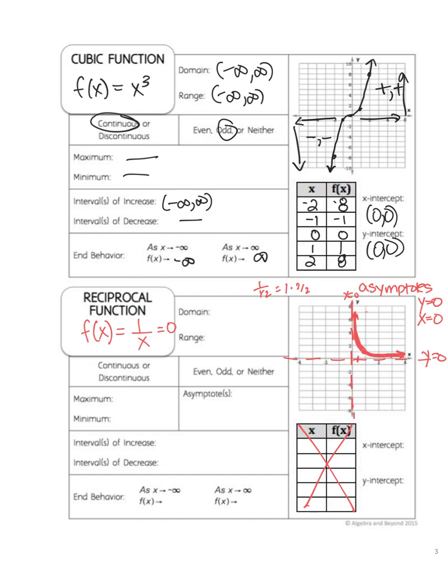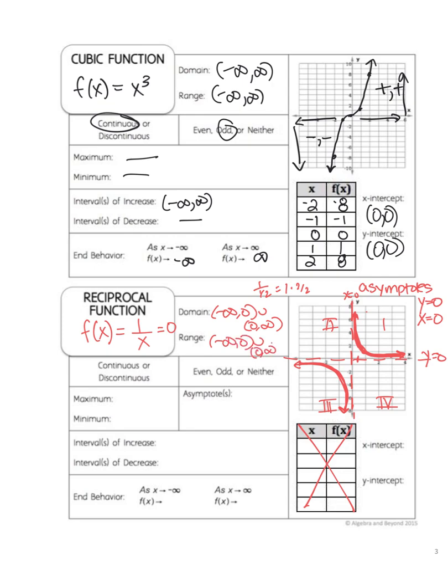Now, when I plug in negatives, I get negatives. So that means it's going to be in quadrant 1, 2, 3, 4. The second piece is going to be in quadrant 3, because when I plug in the negatives, I get a negative. So that's the gist of this graph. The domain is everything but 0, and same for the range.